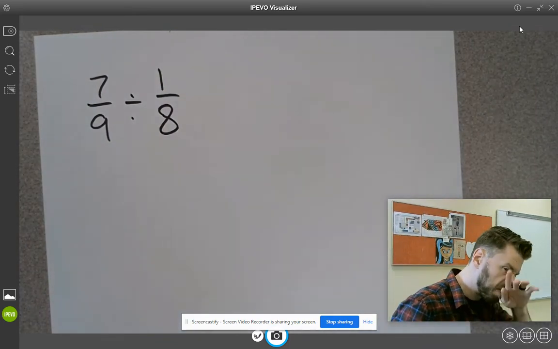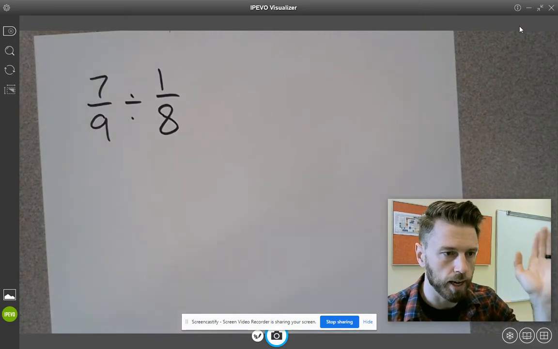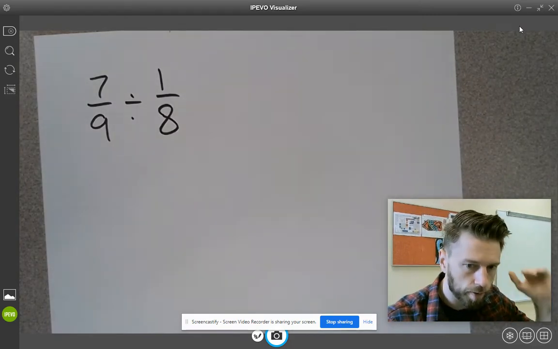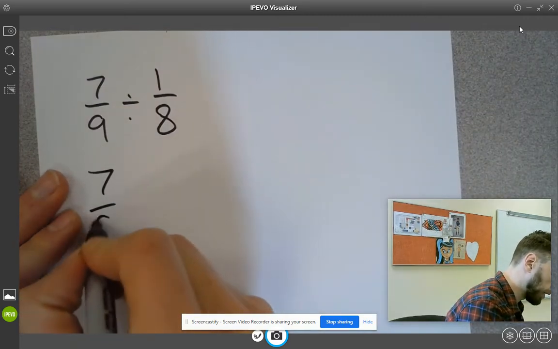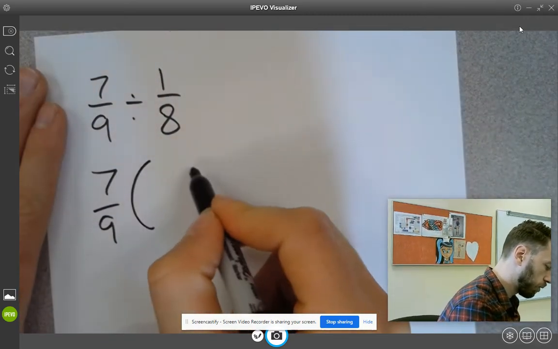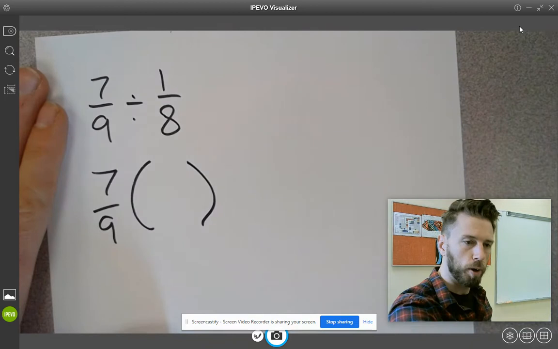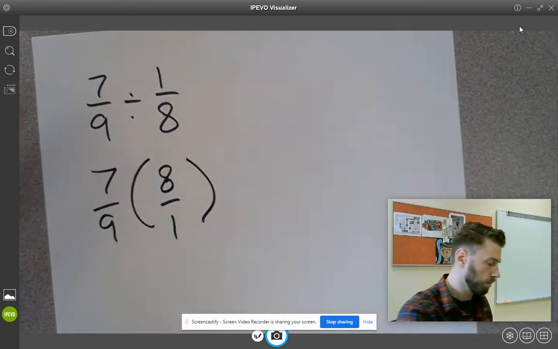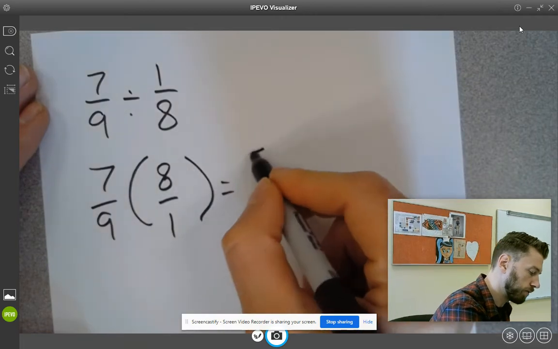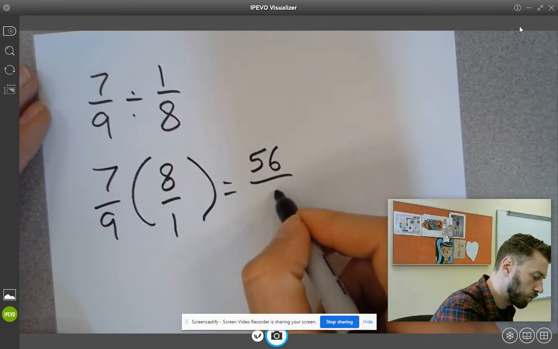With your answer to this problem, we're going to be dividing 7/9 by 1/8. And in order to divide fractions, you multiply by the reciprocal. So what we're going to do is keep 7/9 the same. We're going to turn this into a multiplication problem. We're going to flip 1/8. So we're going to make it 8/1, which is just 8. And then we can multiply across. 7 times 8 is 56. And 9 times 1 is 9.